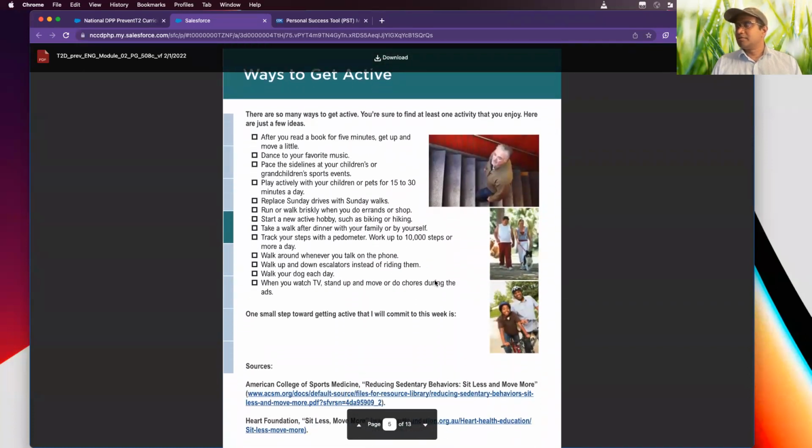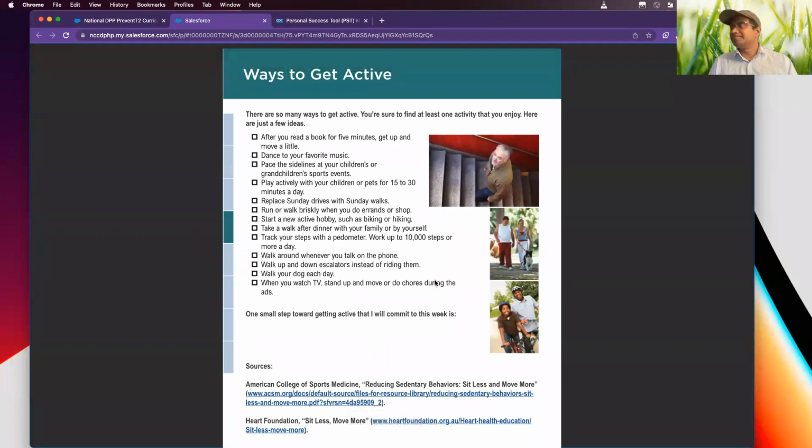Well, that's interesting. I'll read a few and then maybe Swadhika, you can read the rest. After you read a book for 5 minutes, get up and move a little. Dance to your favorite music. Pace the sidelines at your children's or grandchildren's sports events. Play actively with your children or pets for 15-30 minutes a day. Replace Sunday drives with Sunday walks. And run or walk briskly when you do errands or shopping.